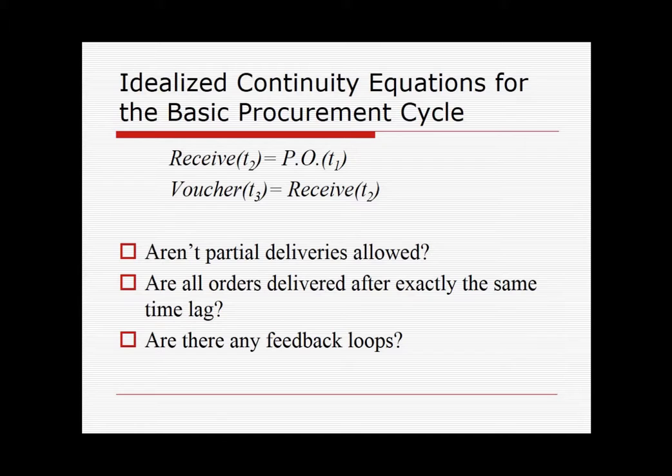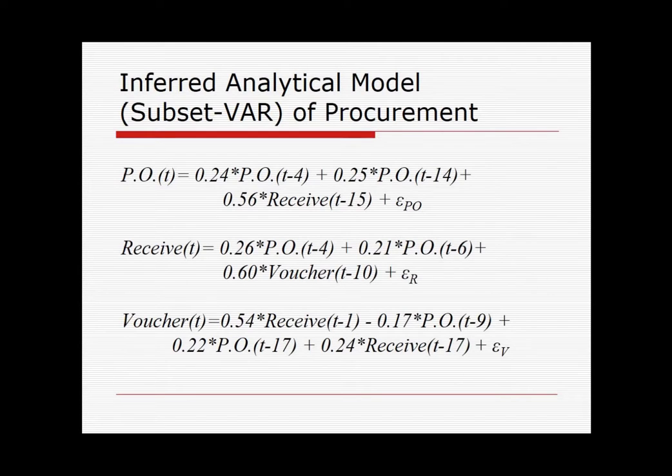Receive T2, purchase order T1, voucher T3, receive T2, and then the relation. Are partial deliveries allowed? Are all orders delivered after exactly the same timeline? Are there any feedback loops? Are there any feedback loops, by the way? The feedback loops are driving differently to the grave. Why? Because some things, the PO is wrong. What do you do? You send it back, they fix the PO, send it back to you. Isn't that what happens in business?